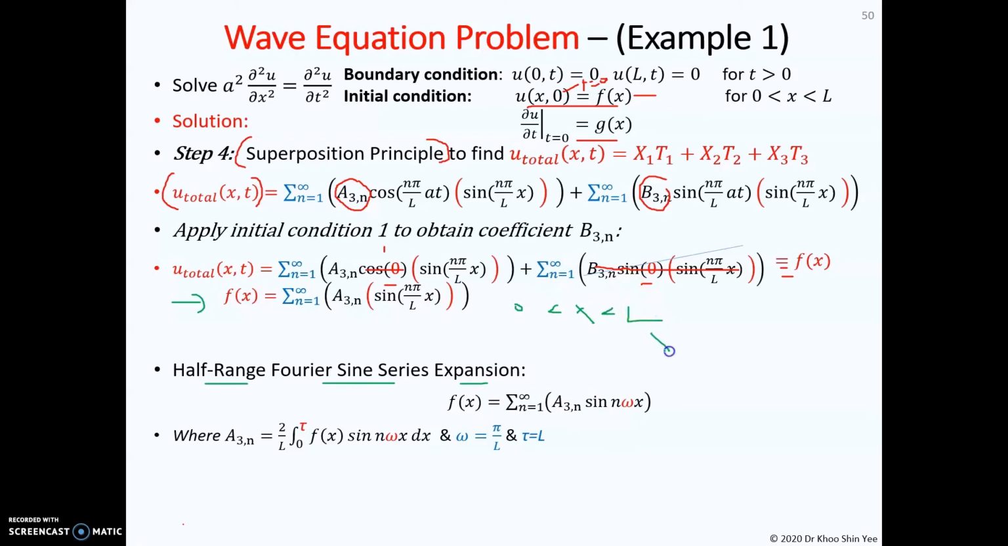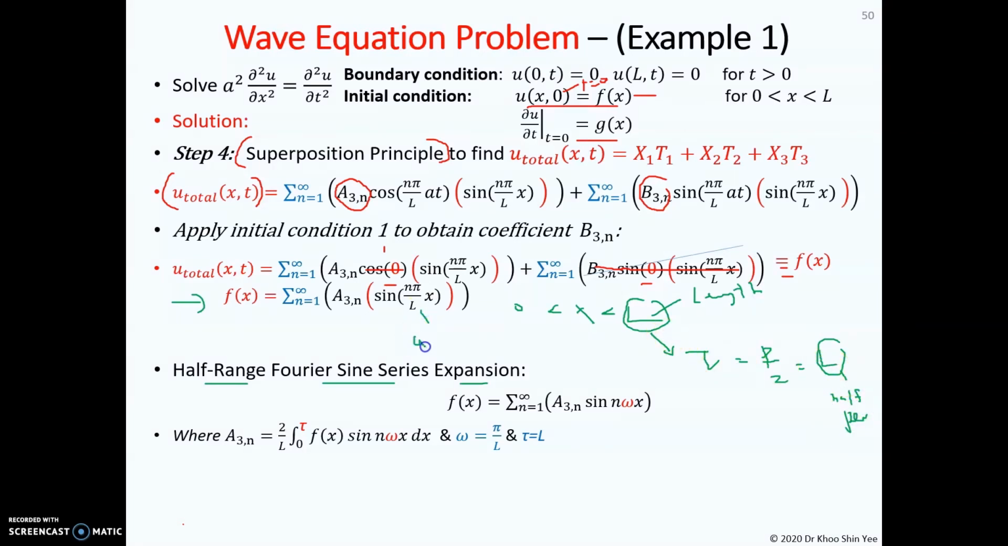And you should know that L is your tau. And for the half-range expansion, the half period, which is P over 2 or L, will be equal to tau. So these are two different definitions. This is length. This is half period. So in this case, they are equal.